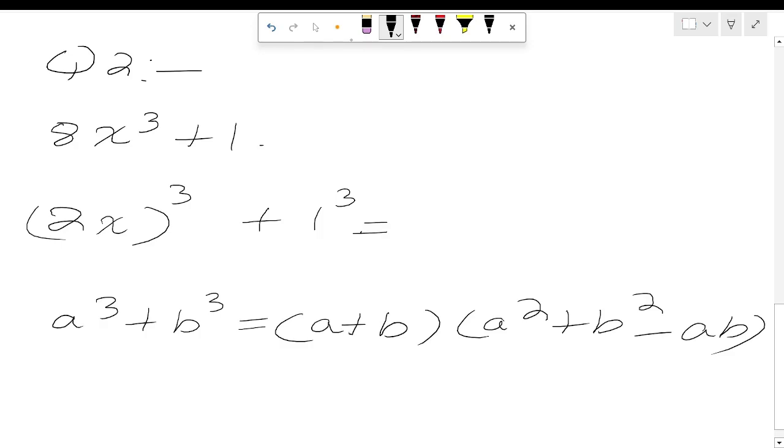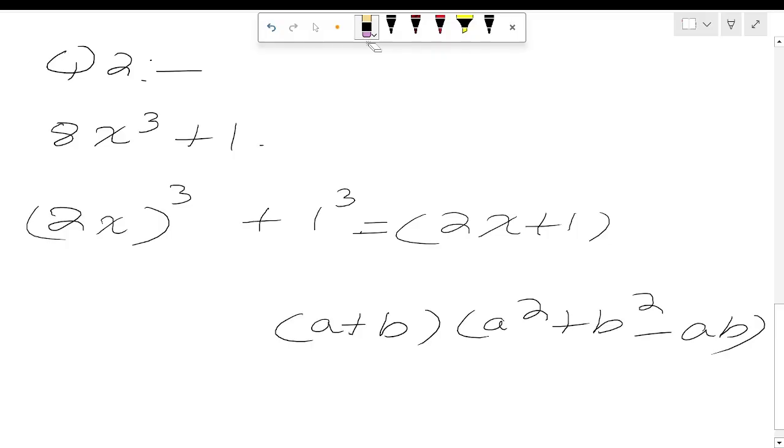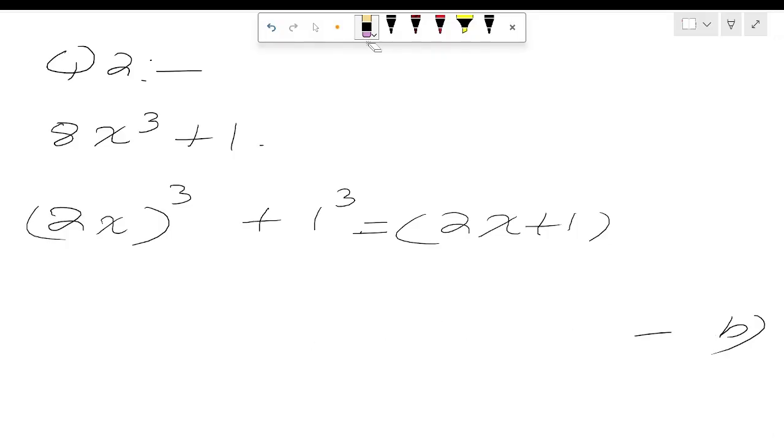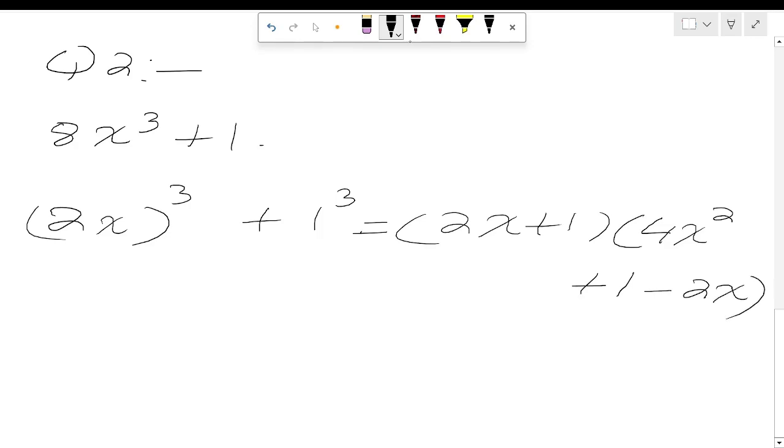So it is equal to a plus b. What is a in this case? It is 2x. So I'll write 2x plus 1. After writing 2x plus 1, then I'll write a square plus b square subtracted from ab. So a square is 2x whole square. So I'll write 4x whole square. Then it will be added with 1. Why? Because the square of 1 is always 1. And then subtracted from ab, which is 2x. So this is your final answer of the question 2.